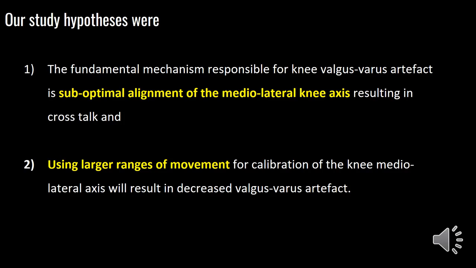And so for this study, our hypotheses were that the fundamental mechanism responsible for knee valgus varus artifact, or dynamic knee valgus, was suboptimal alignment of the mediolateral knee axis, resulting in crosstalk. We also hypothesized that if we used larger ranges of movement for calibration, this would improve the orientation of the knee flexion extension axis, and this would decrease the valgus varus artifact. The idea being we could provide people with some functional calibration techniques that would make their readings more accurate. Now obviously, as a part of these functional calibration techniques, the larger the range of movement, the more information the mathematical equations have got to try and accurately locate the joint center and the knee axis alignment.